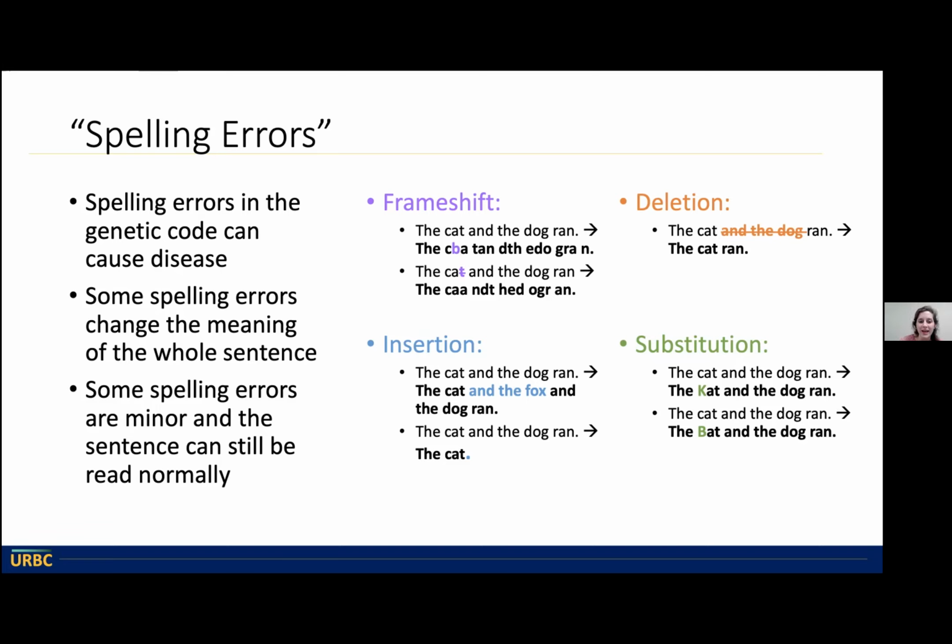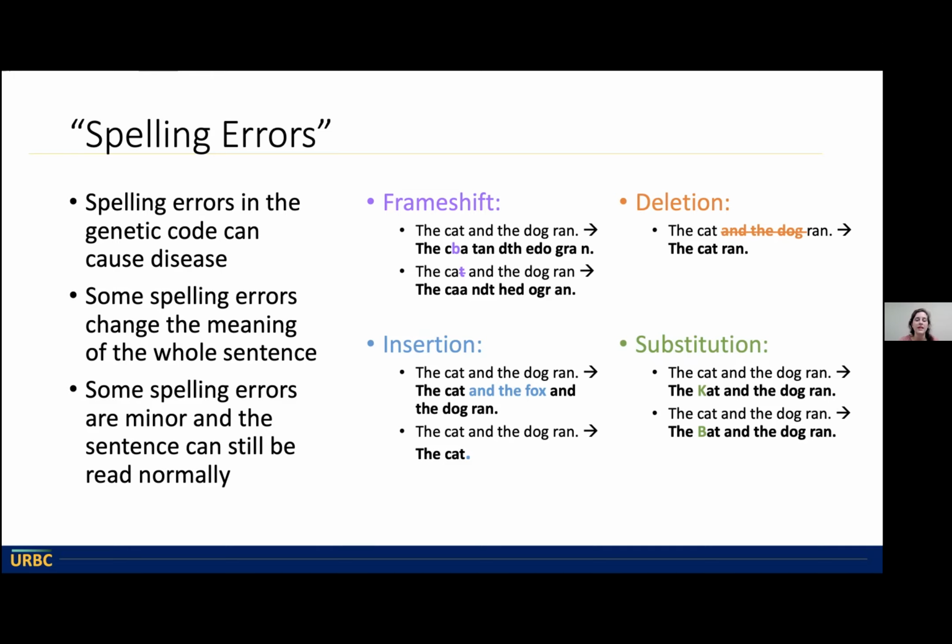And the last main type of spelling errors that I'll talk about are substitution errors, which is when a single letter gets changed to another letter. When this happens, the meaning of the sentence may or may not change. So in the example on the screen, if the C in cat gets changed to a K, we'll still read the sentence as the cat and the dog ran. But if we change that C to a B, the meaning of the sentence changes, and we now have a bat and a dog ran.